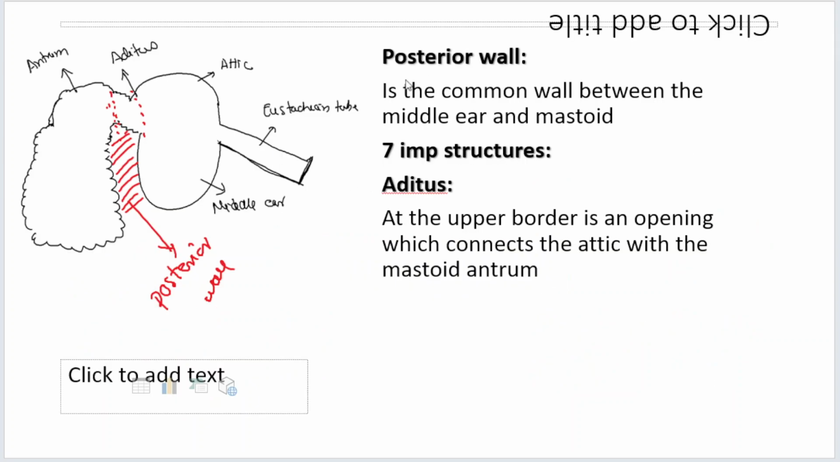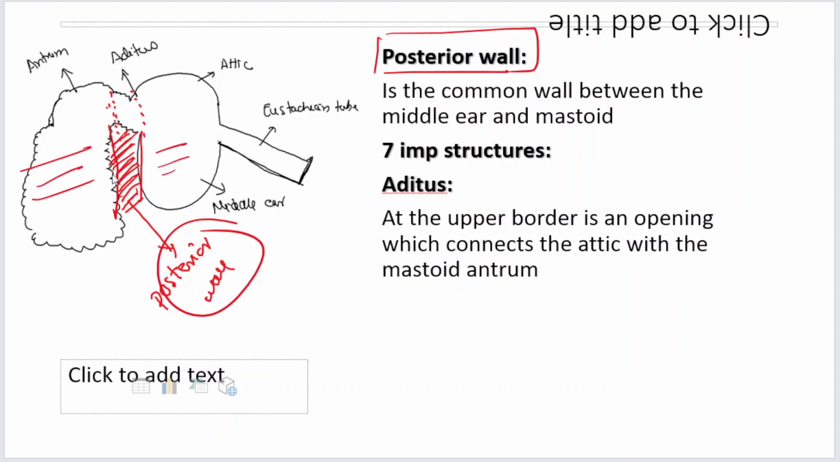Now coming to posterior wall. Okay, posterior wall. What is posterior wall? Posterior wall is the common wall between the middle ear and the mastoid. This is the mastoid. This is the middle ear. So what is posterior wall? It is a common wall between the middle ear and the mastoid. Okay. In this we have 7 important structures.